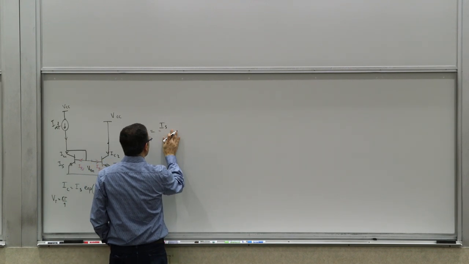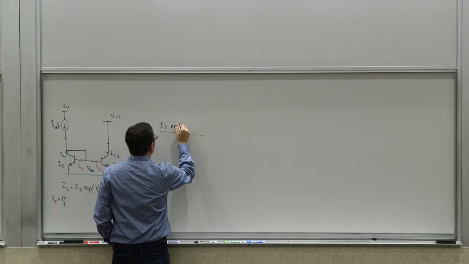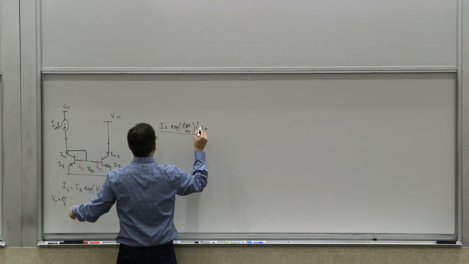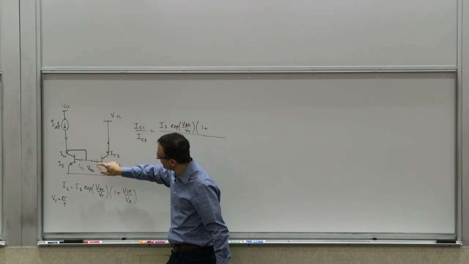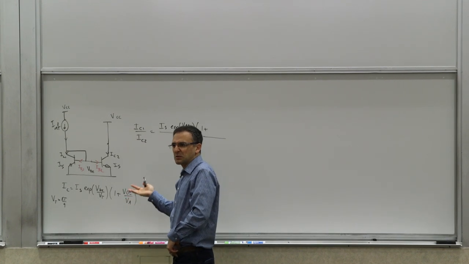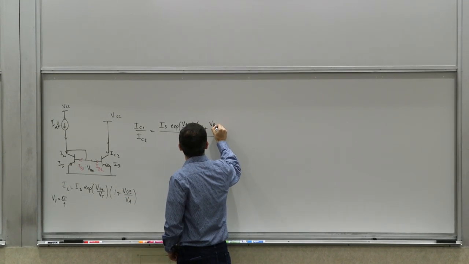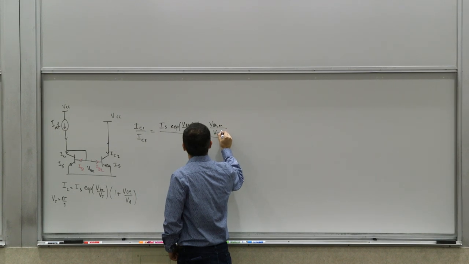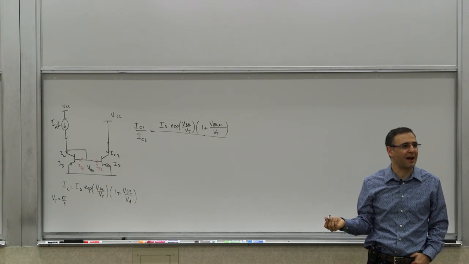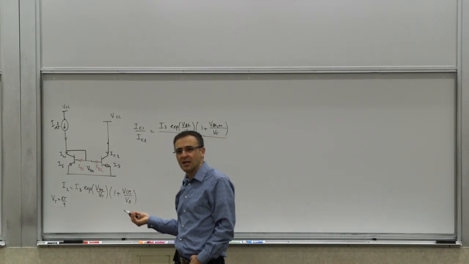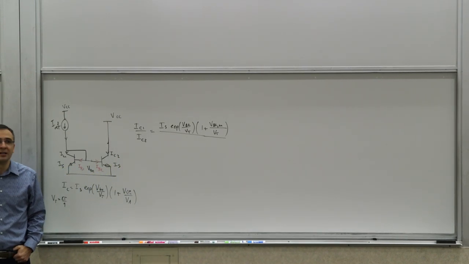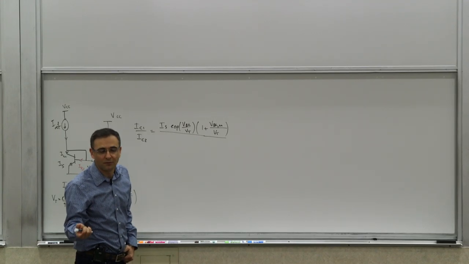If you start with that assumption, the first one would be IS e to the VBE over VT times 1 plus, and here, what is the VCE of this one? It's VBE on, like 0.7, 0.8. We saw why it is 0.7 last time. It's an artifact of the typical currents and the typical ISs we are dealing with. There's nothing magical about that number of 0.7 or 0.6. If you're dealing with different kinds of transistors, for example silicon germanium transistors, it's actually higher for the typical currents because of the way the numbers are.